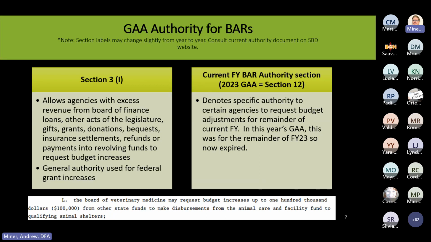It's all done. But at the bottom there, you see an example of what this language would look like. You see the Board of Veterinary Medicine. It identifies the agency, identifies a dollar amount limit of $100,000, identifies the revenue source, other state funds, and then the purpose: to make disbursements from the Animal Care and Facility Fund to qualifying animal shelters. All of those things should be identified in the language.